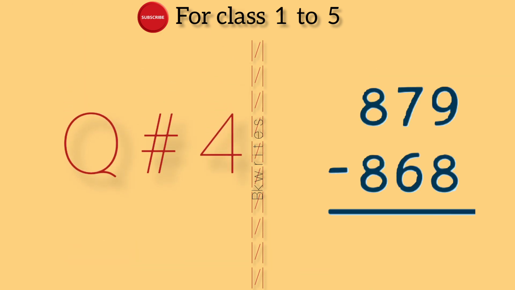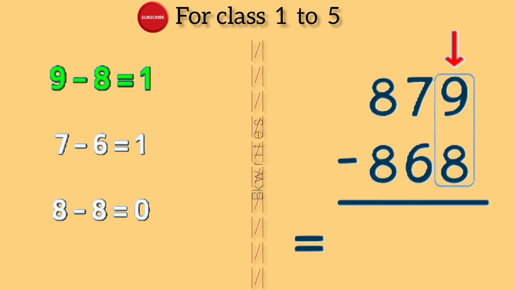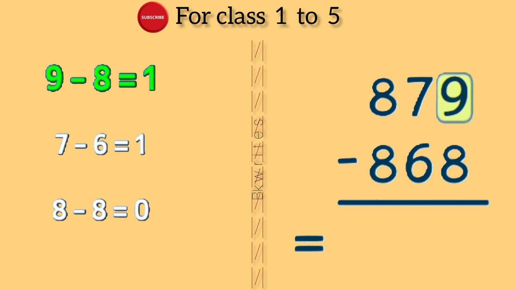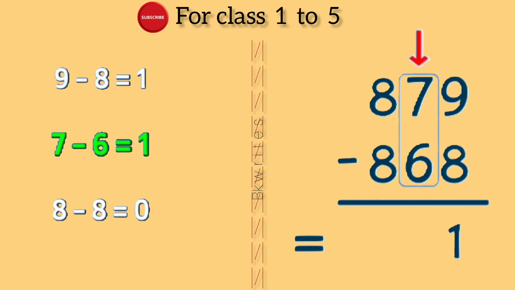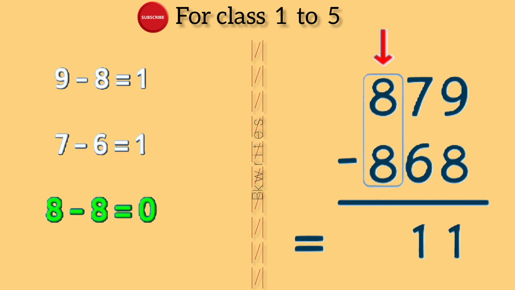Question number 4. 879 minus 868. 9 minus 8 is equal to 1. And 7 minus 6 is equal to 1. 8 is equal to 8, so 8 minus 8 is equal to 0.